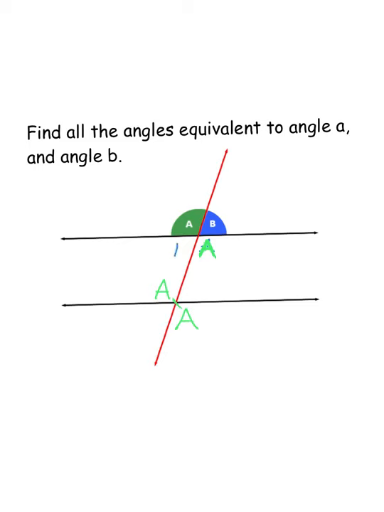Now, if I look, this is angle B because it's vertical to the angle B given. This is angle B because these two are alternate interior. And this is angle B because these two are vertical. Every time you have parallel lines cut by a transversal, all of your A angles that are listed here are going to be the same measurement. And all of your B angles are going to be the same measurement.